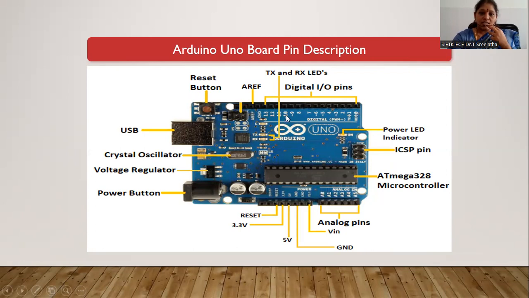If you observe here, there is a notation like this, a tilde symbol. So those pins will be 3, 5, 6, 9, as well as 10. These pins will act as PWM pins.